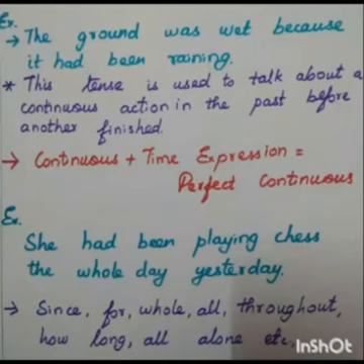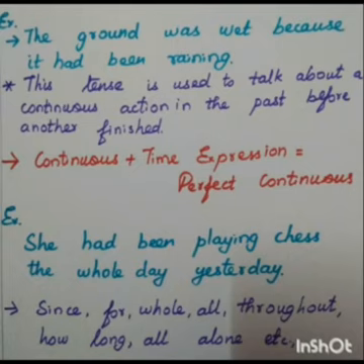Look at the second example. The ground was wet because it had been raining. In this sentence, what we can understand is that because it rained at some time in the past, the ground is now wet. So it had been raining is some action in the past and that action results in the ground being wet. So the ground was wet because it had been raining.